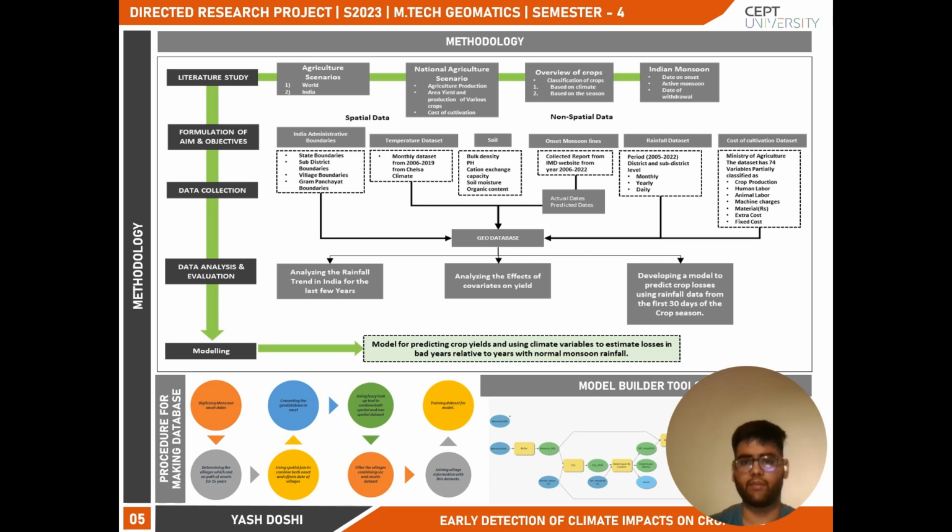weather reports from the Indian Meteorological Department, rainfall data set from 2005 to 2022, and cost of cultivation data set which is provided by the Ministry of Agriculture. After this, the geodatabase was made and the analysis was done. Also, a model builder tool was made which can be used to automate the process.